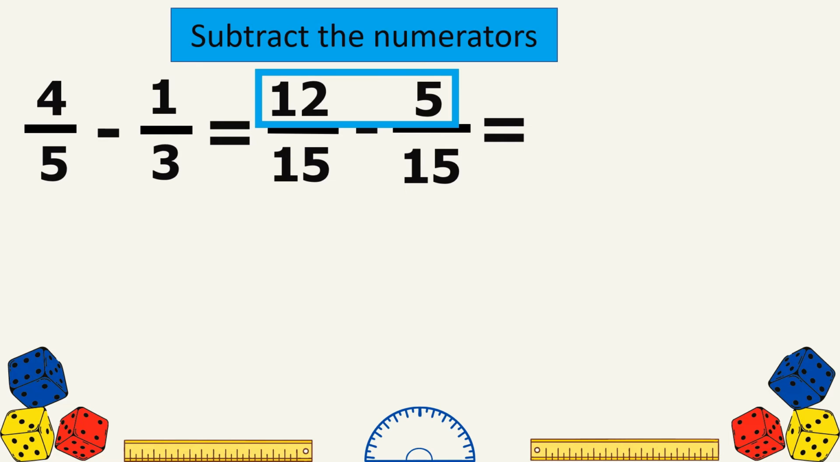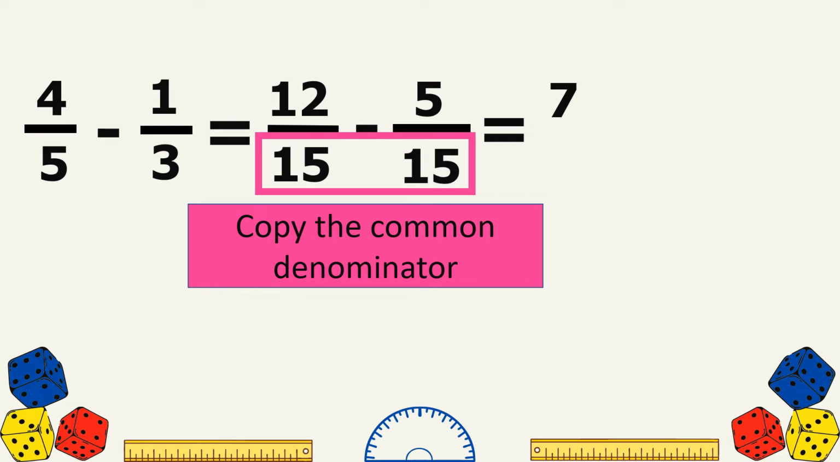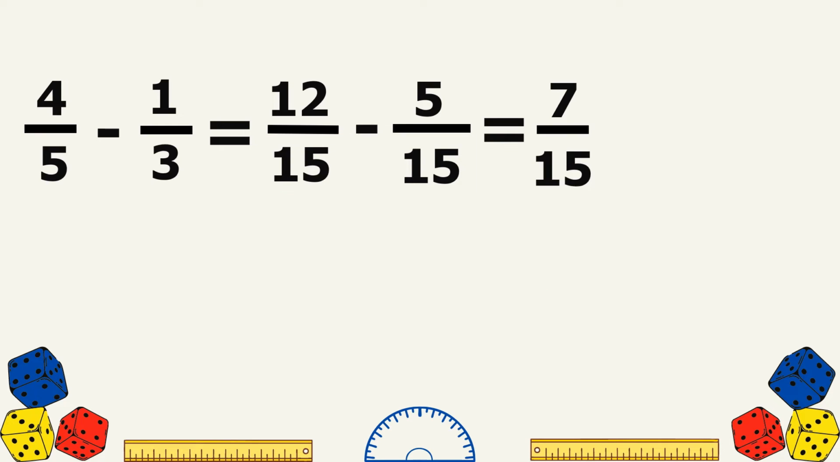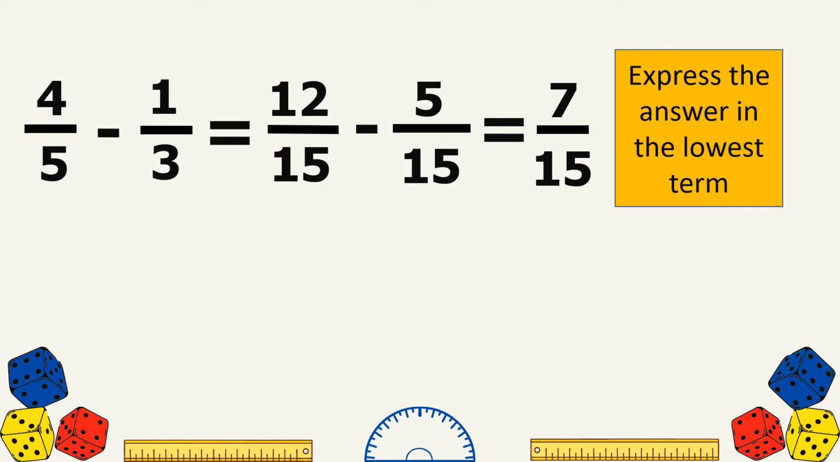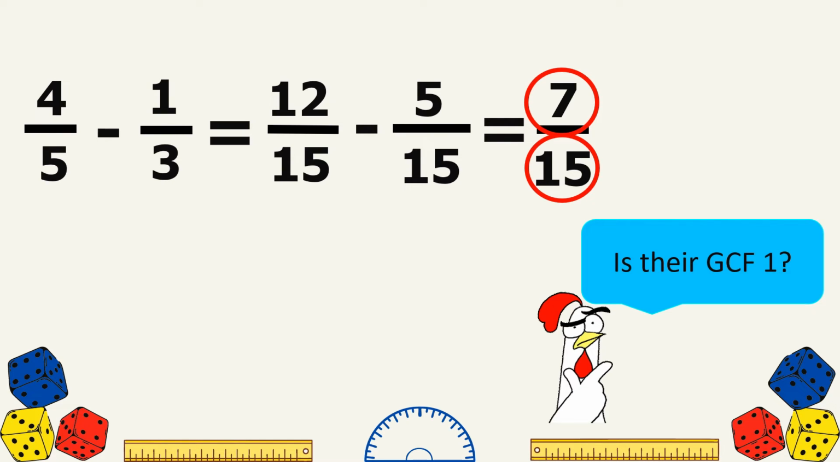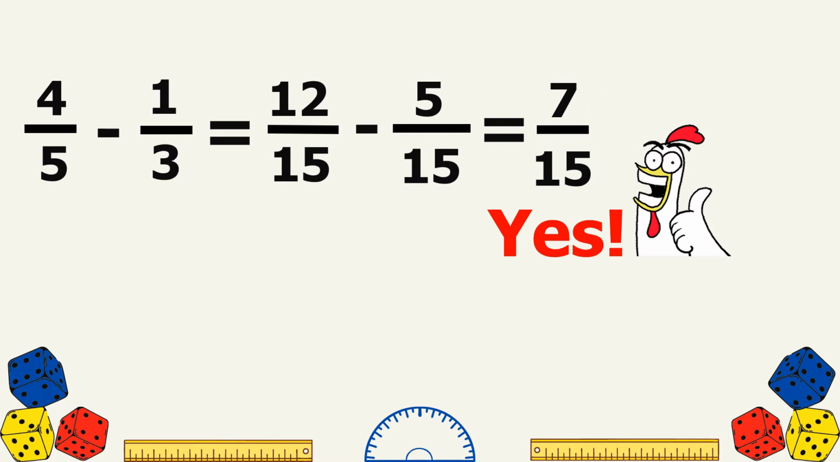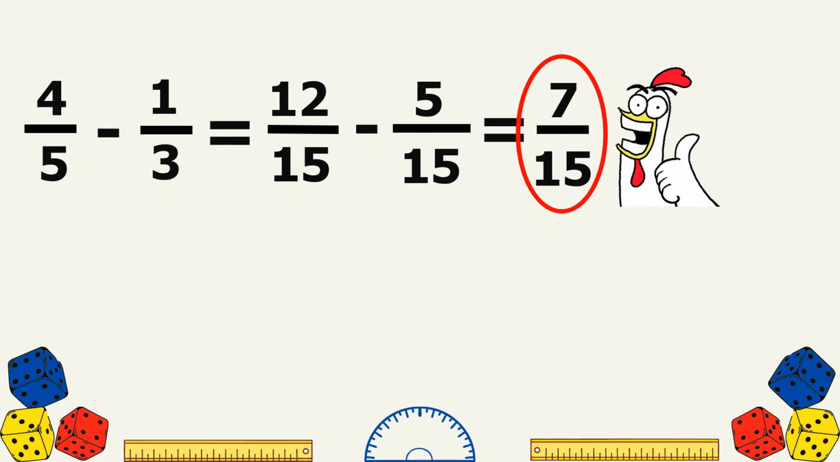So first, subtract the numerators. 12 minus 5 equals 7. Then copy the common denominator, which is 15. Then make sure that the answer is in the lowest term. So is the GCF of 7 and 15 equal to 1? Yes. So 7/15 is already in the lowest term. So the answer is 7/15.